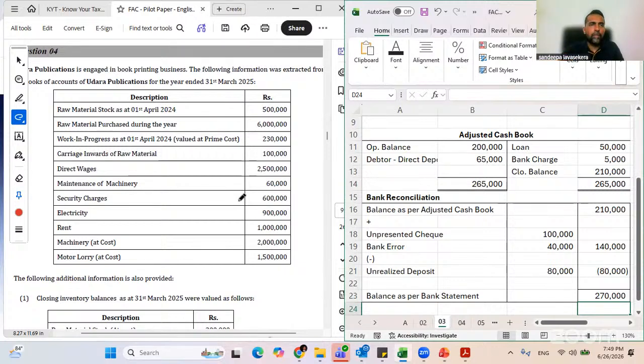Any concerns, clarifications on this part? Cash book and the bank statements. Are you okay up to this point?